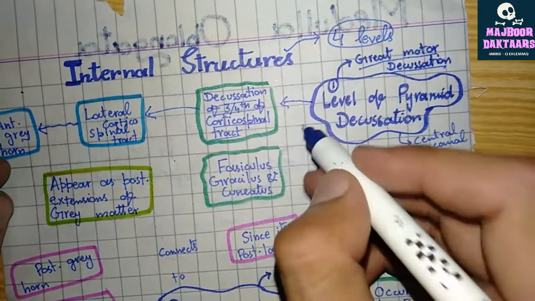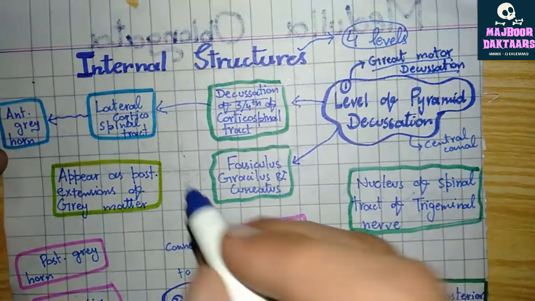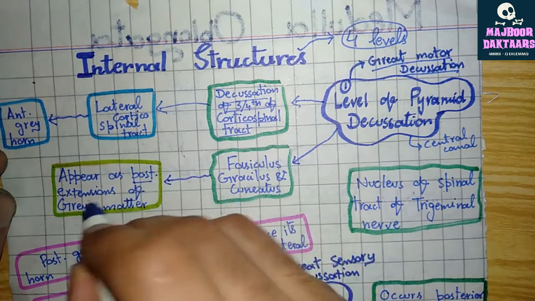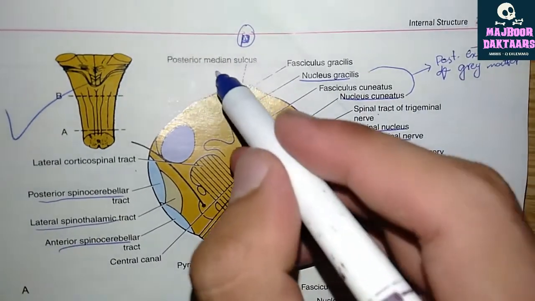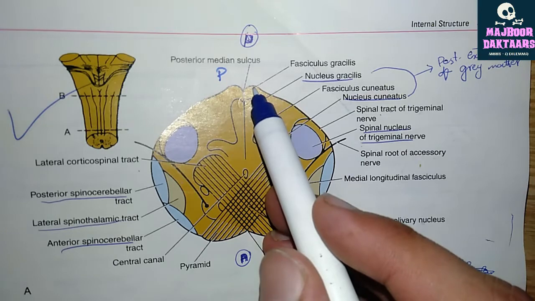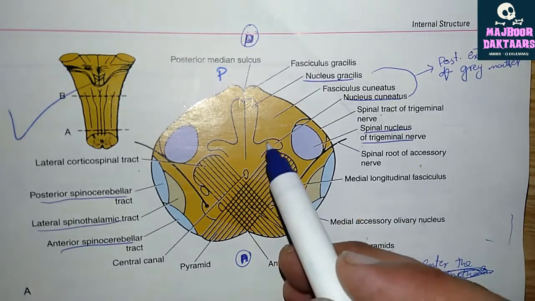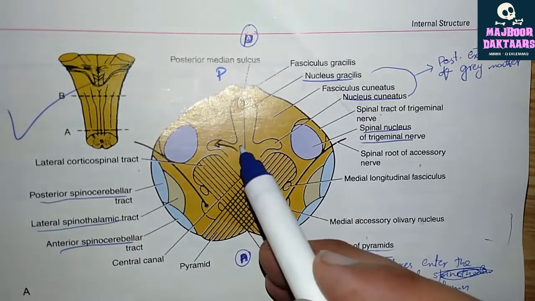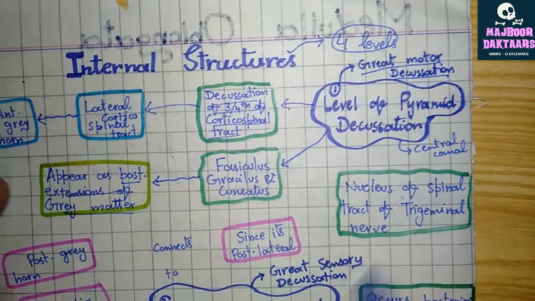Now, talking about the fasciculus gracilis and cuneatus, which appear as a swelling, they appear in the cross section to be the posterior extension of the grey matter. Here we can see that on the posterior aspect of cross section, the fasciculus gracilis, below which is the nucleus gracilis, and fasciculus cuneatus, below which is the nucleus cuneatus, and we can see that these appear to be the extension of the central grey matter.